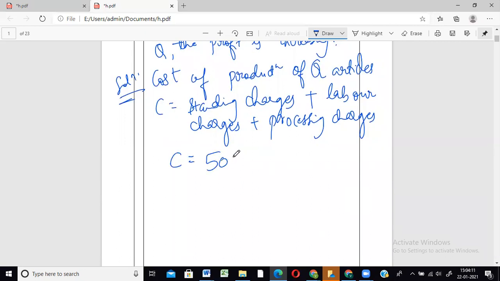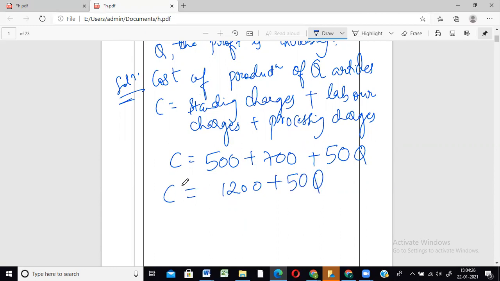C will be 500 plus 700 plus 50Q. 50Q means there are Q articles, correct? So 50Q. So this will be, we can just add this one because they are numbers. So 1200 plus 50Q will be as it is. So this will be a cost function.